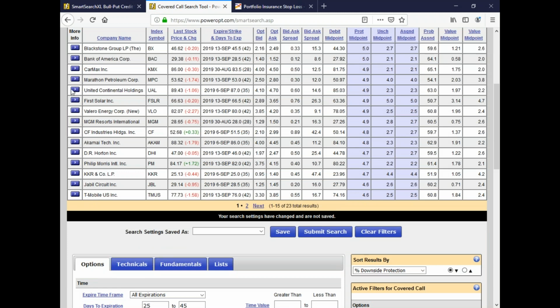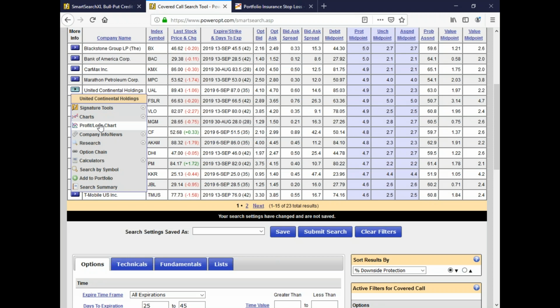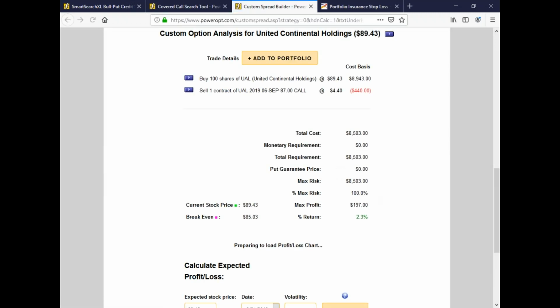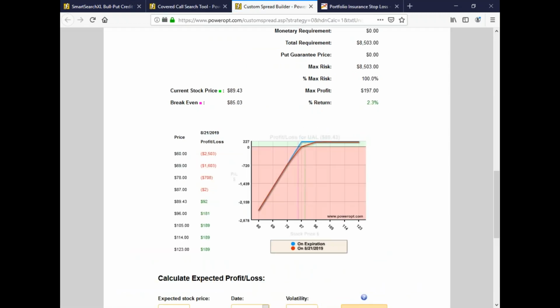Okay, I'm going to use UAL 8943, selling the 6th of September 87 call for 410. About a 5% downside protection with a 2.3% upside, but hey, that's close enough. Why am I looking at a position that's not related to what David's doing? David didn't tell me which stock, but David, that's okay.